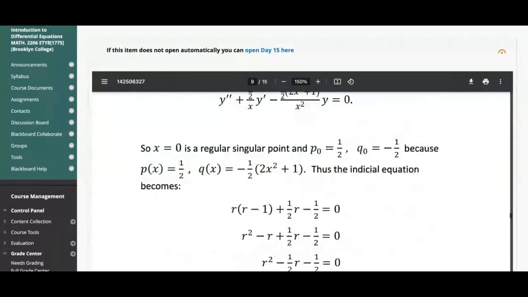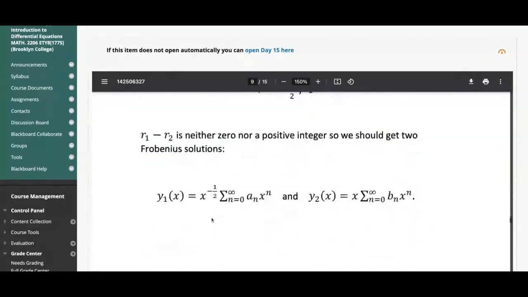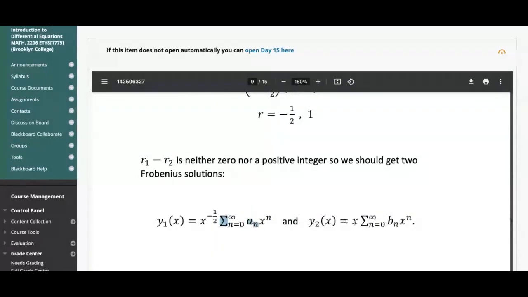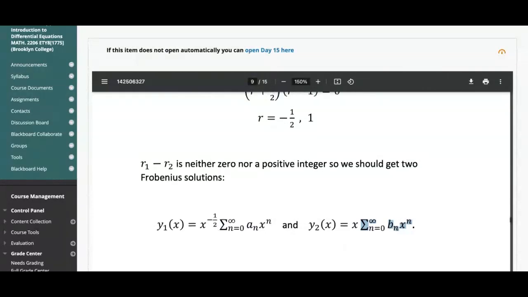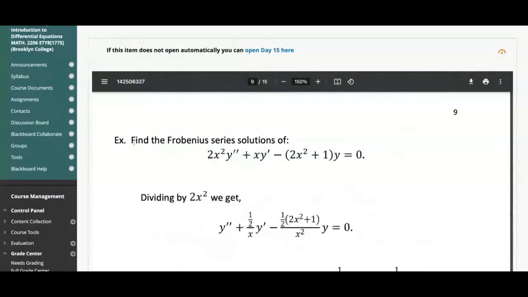Okay, you see this example? We get two solutions for R. R is -½ and 1. So by the theorem, we have a solution of x raised by R1 times the power series. And another solution is x raised by 1 times the power series. That's for the A part. So this example is just this one. Page 9.